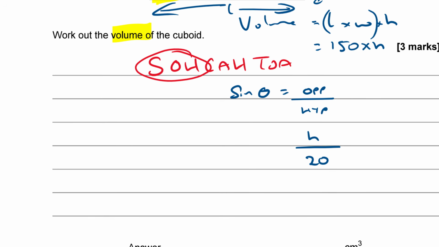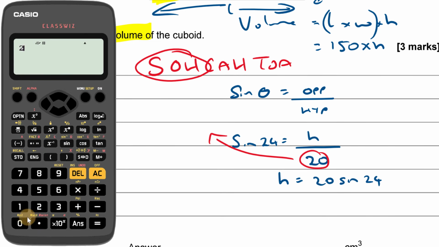The hypotenuse we said was 20, and the angle is 24. So sine 24 is equal to h over 20. Let's just cross multiply that up there. And that tells us that h is 20 sine 24, which on my calculator comes out to 8.13.